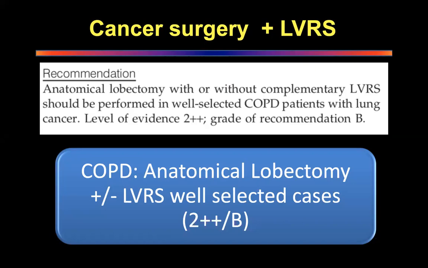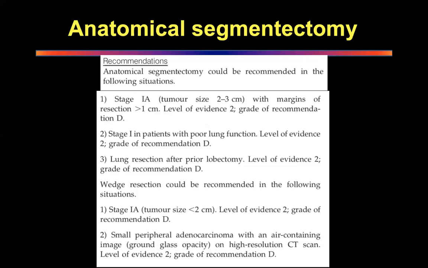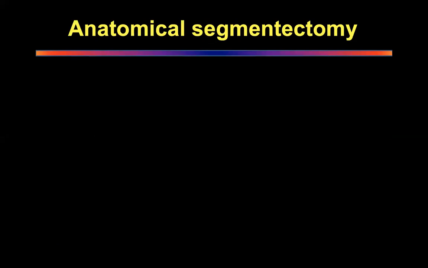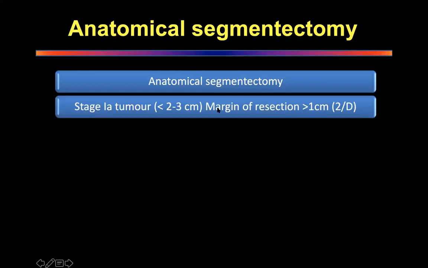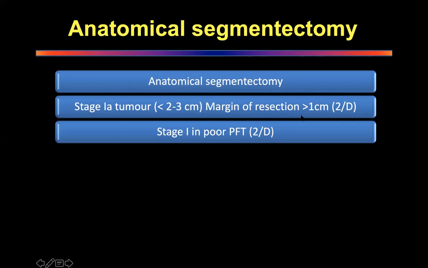You cannot do the opposite side. So anatomical lobectomy plus or minus LVRS in well-selected cases is actually part of the guidelines. What about segmentectomy? When should you do segmentectomies? Anatomical segmentectomy is recommended in small tumors less than 2 to 3 centimeters, but the margin of resection has to be more than 1 centimeter. Okay, so that's important to understand.